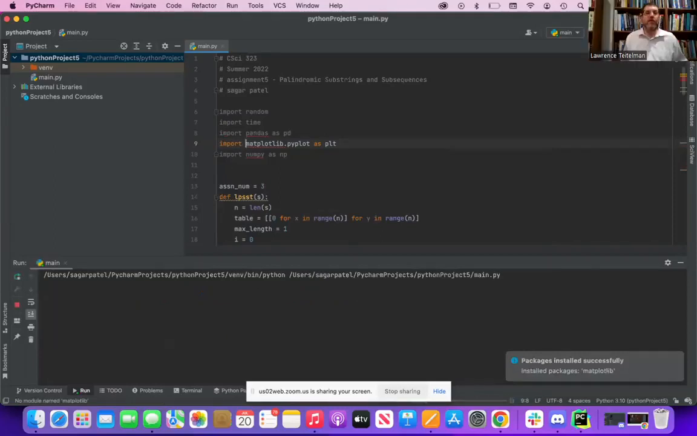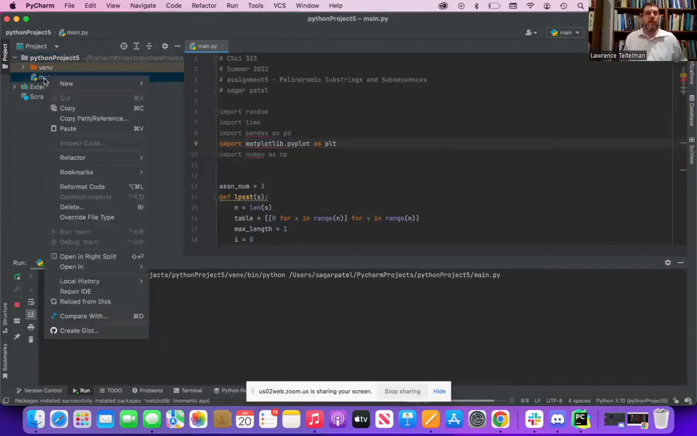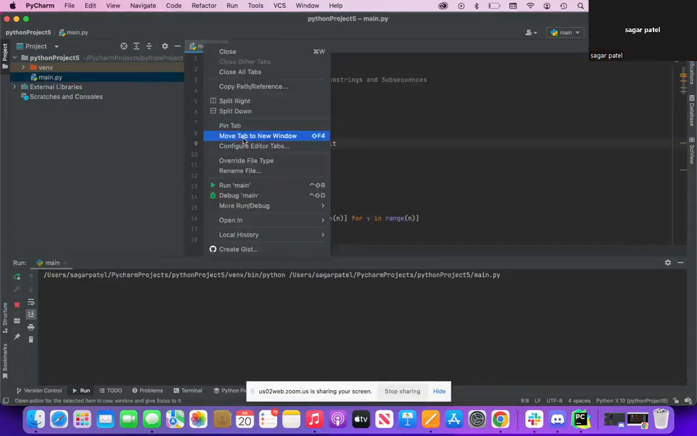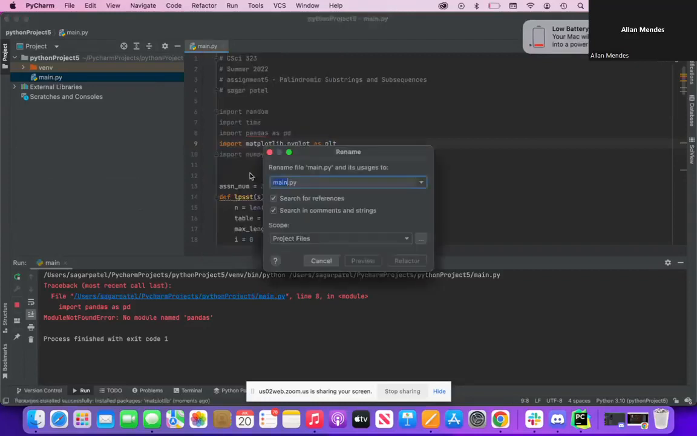Why don't you call this assignment 5? So while we're waiting, can you change the name? Right click on the main. Refactor. It's running, so you can't.